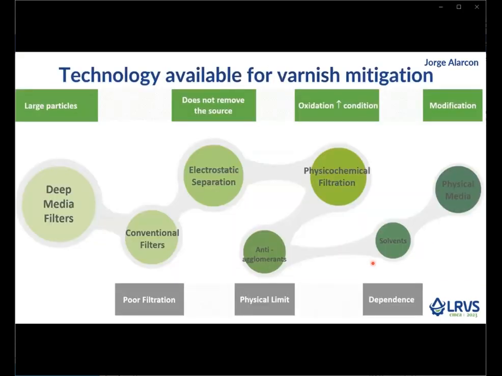So what technology is available for varnish mitigation? It will depend on the stage, of course, as we mentioned before. But we can have deep media filters for large particles. We can have conventional filters. Of course, these two are very poor at filtering the varnish. We can find electrostatic separation, for example. This doesn't remove the source. It will remove the varnish, but not the source of the problem.